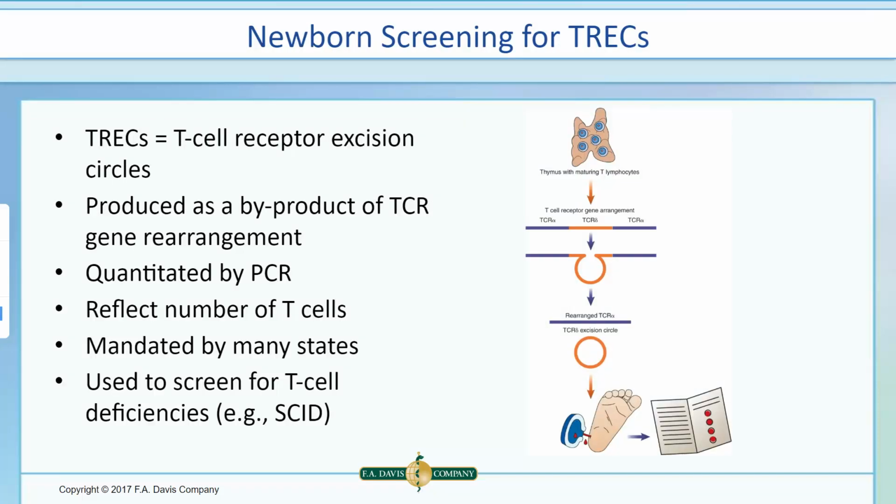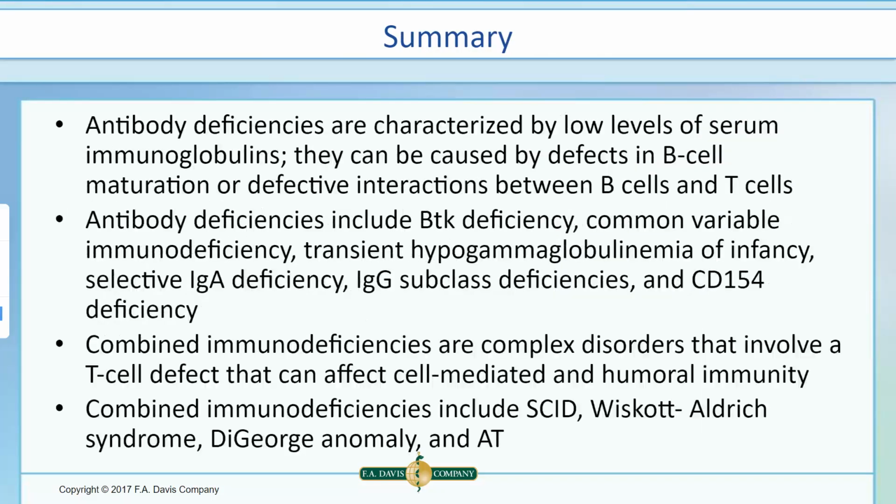Newborn screening tests are done. So the heel is nicked with some type of lancet, and then it's pressed onto a card, and it's quantitated by PCR. This reflects the number of T cells, is mandated by many states, and is used to screen for T cell deficiencies such as SCID. And you can read through the summary.